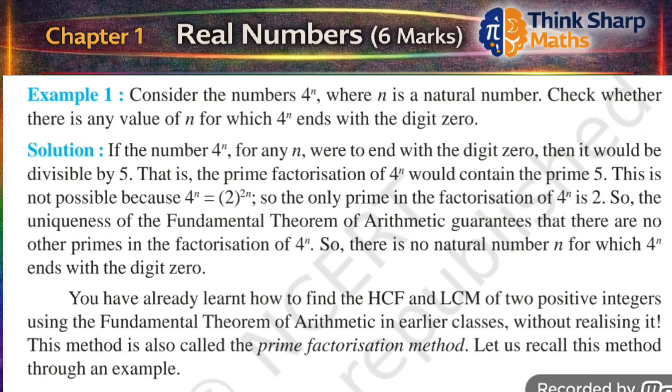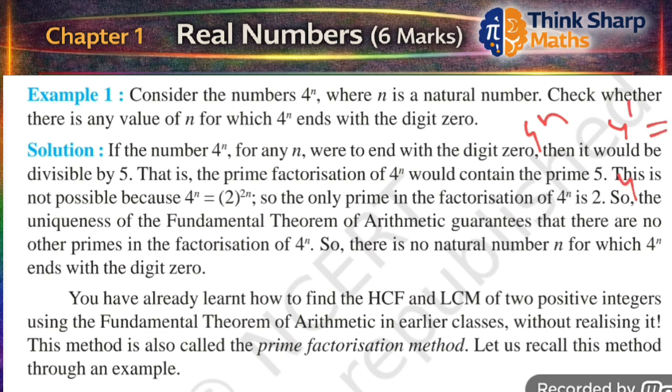Hello students, now we are going to see the first example, number 1, which says: consider the numbers 4 power n, which means all the numbers in the form of 4 power n, where n can be any natural number. Check whether there is any value of n for which 4 power n ends with the digit 0. For example, if you take n as a natural number, natural numbers start from 1. So 4 power 1 is what?